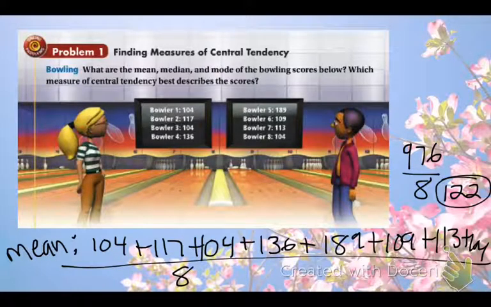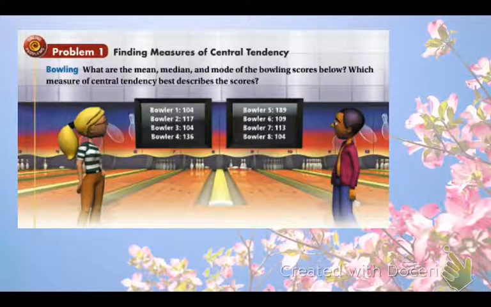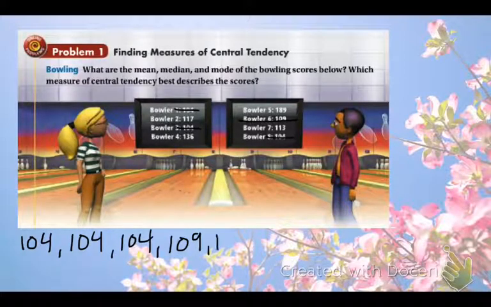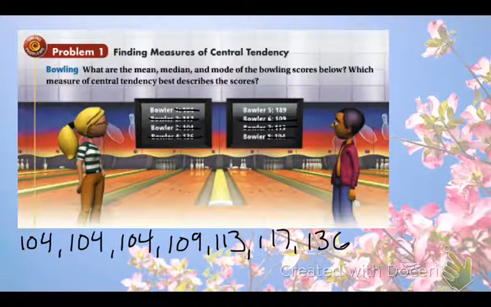Let's take a look here at finding the median. When I find the median, I first need to list my numbers in order from least to greatest. My smallest is 104, and I actually have that a couple of times. Then I've got 109, 113, 117, 136, and 189. And then I start to figure out the middle.